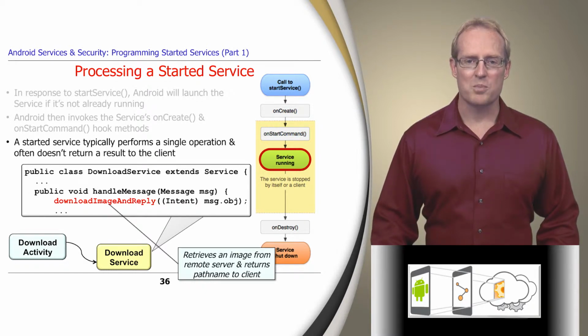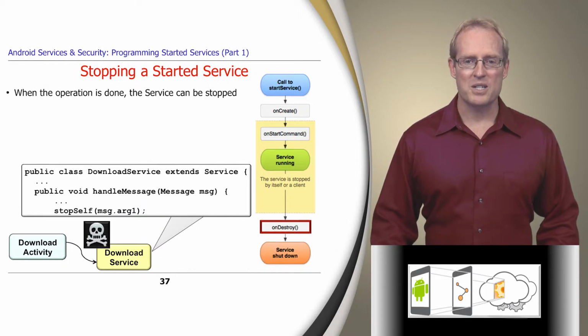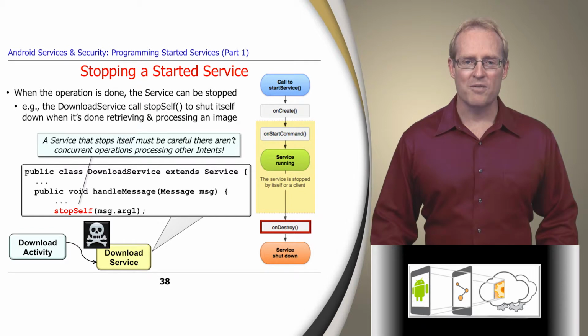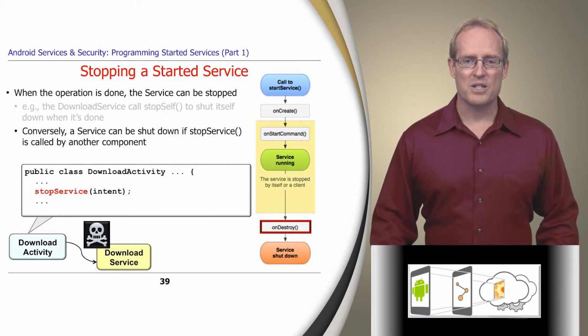which subsequently displays the image. When an operation is done, the service can be stopped. For example, the download service calls stopSelf to shut itself down when it's done retrieving and processing an image. A service that stops itself must be careful that there aren't concurrent operations processing other intents, as we'll discuss later in this video. A service can also be shut down by another component. For example, the download activity could call the stopService method to unilaterally terminate the download service.